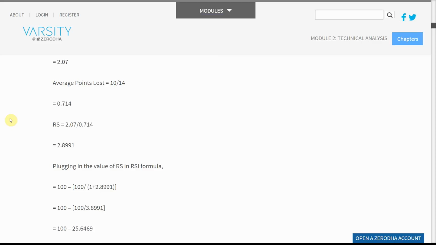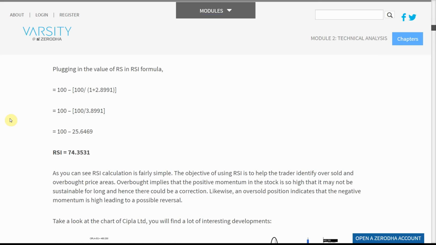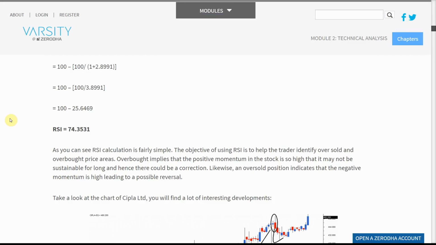Plugging the value of RS into the RSI formula: RSI equals 100 minus 100 divided by (1 plus 2.8991), which equals 100 minus 25.6469. RSI equals 74.3531. As you can see, RSI calculation is fairly simple.